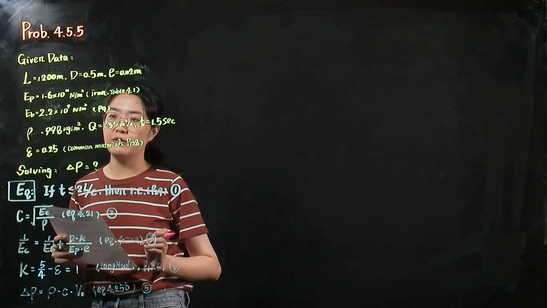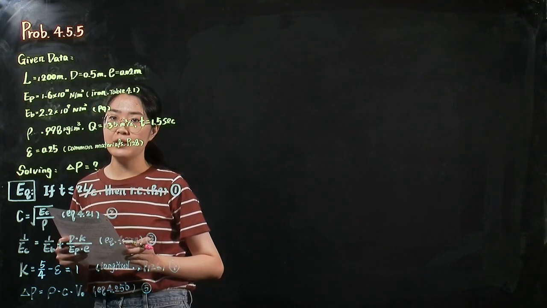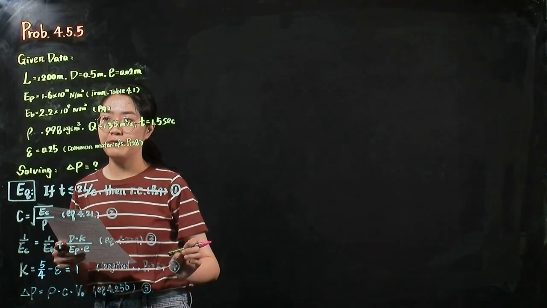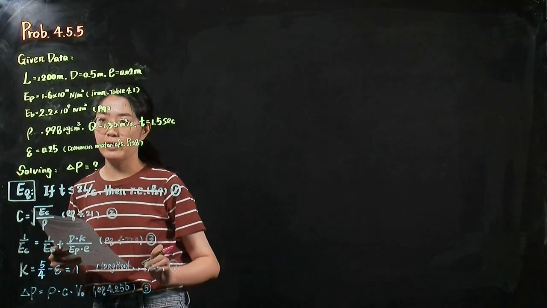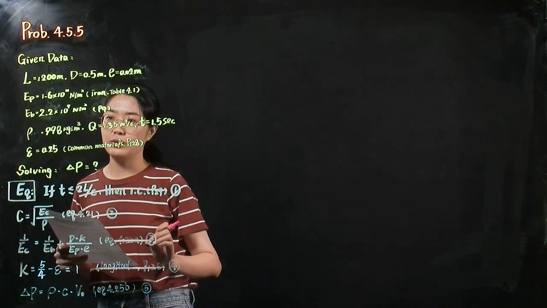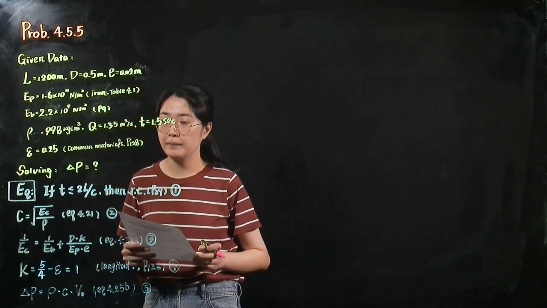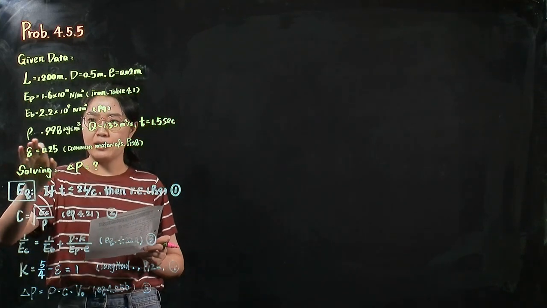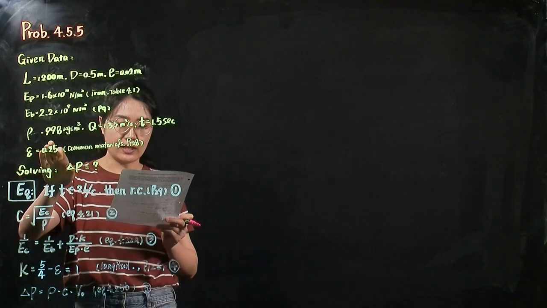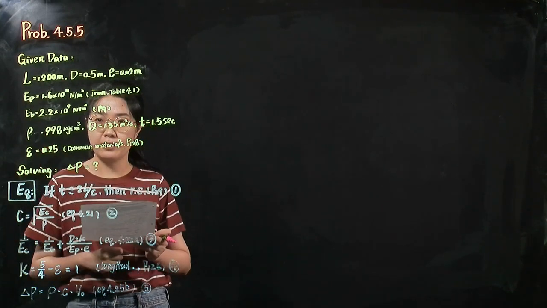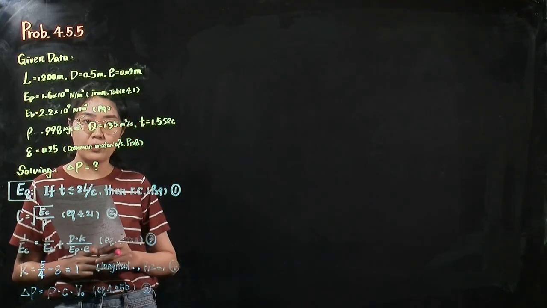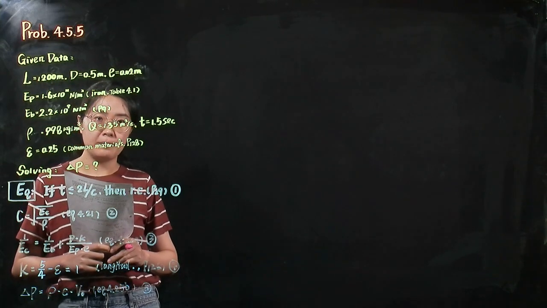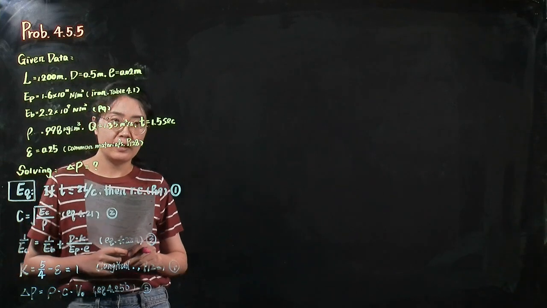1.6 times 10 to the power of 11. And based on the information given on page 9, we can find the elasticity of the water. It equals 2.2 times 10 to the power of 9. The water density is 998 kilograms per cubic meter. The flow rate in the pipe is 1.35 cubic meters per second.